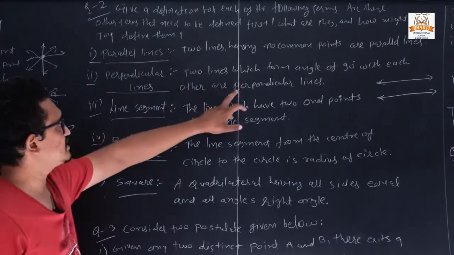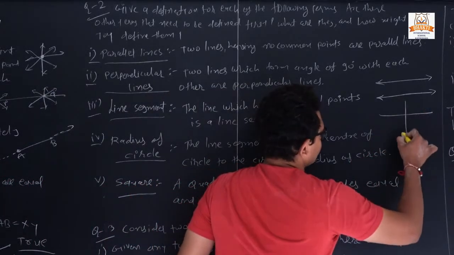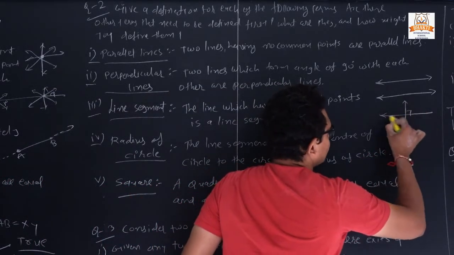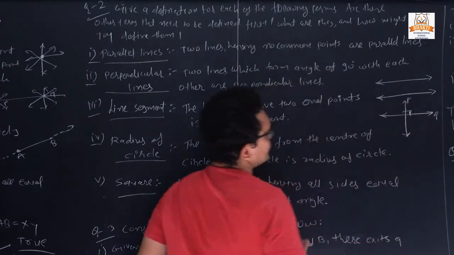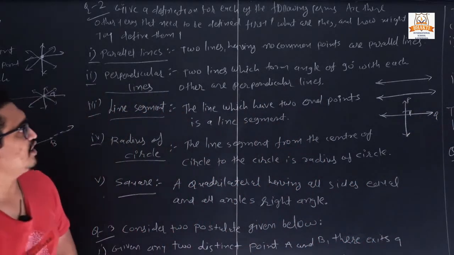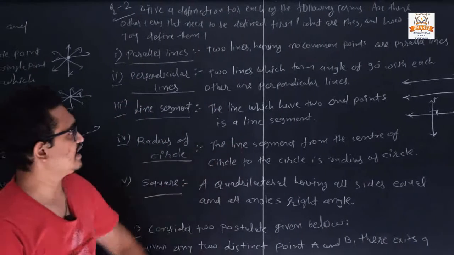Second definition, perpendicular lines: two lines which form an angle of 90 degrees, like that. Suppose this is a P line and this is a Q line. So they form an angle of 90 degrees to each other. So they are called what? Perpendicular lines.